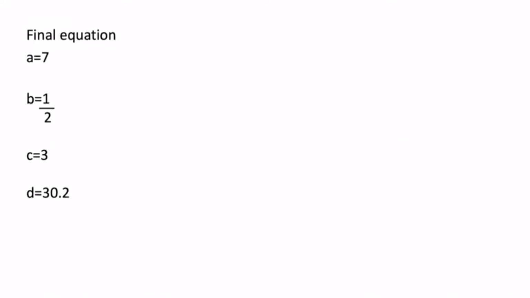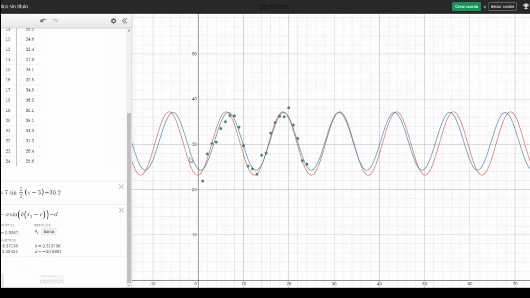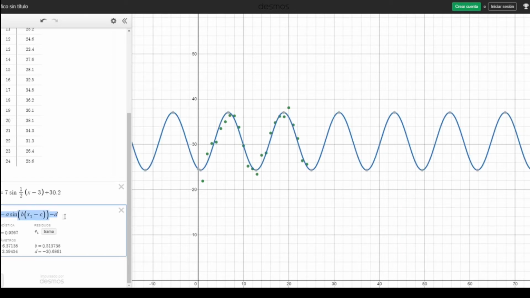Now we have all the values, and we only need to replace them in the sine formula. Our formula will be y equals 7 sine 1/2, open parenthesis, x minus 3, close parenthesis, plus 30.2. These are the equations for the scatter points of temperature in Tamaulipas. So the red equation is our own equation, the one our team made using approximations and calculations we know. And the blue equation is the one Desmos generates.